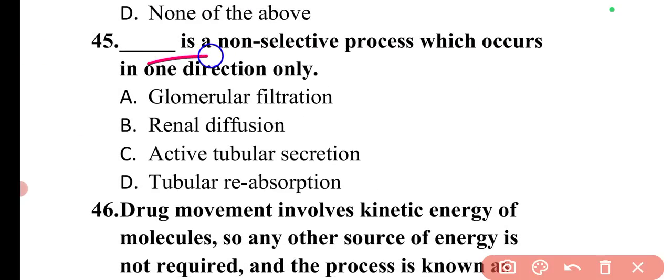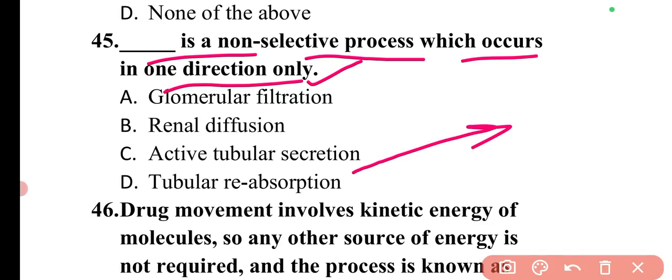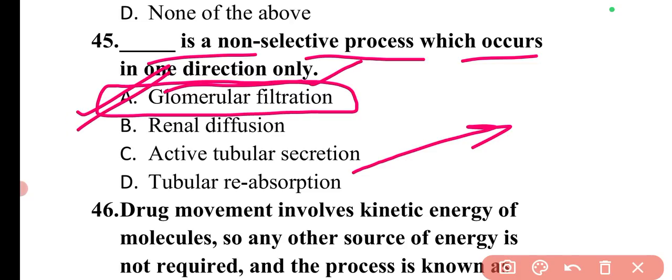Next question is, dash is a non-selective process which occurs in one direction only. Means it is a process in which the transport goes in one direction only. So these types of non-selective processes include glomerular filtration. In glomerular filtration, once the product is filtered, it will not come back in the same line. So these are the one direction only processes.